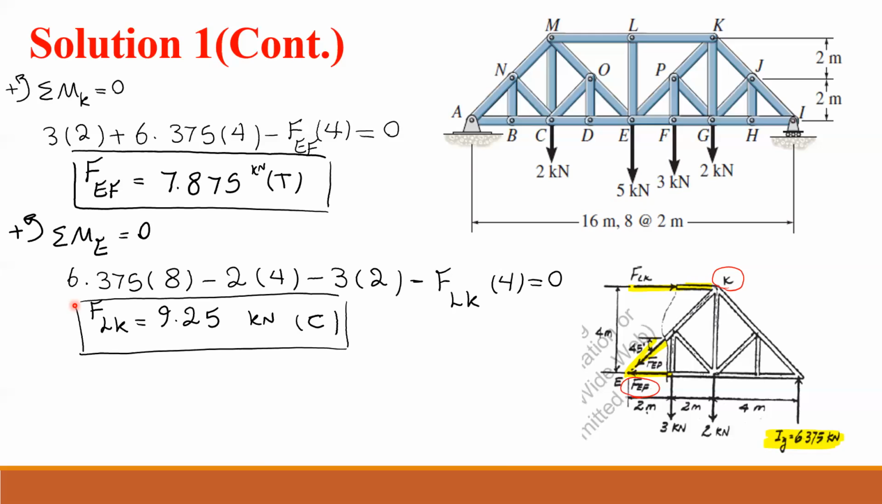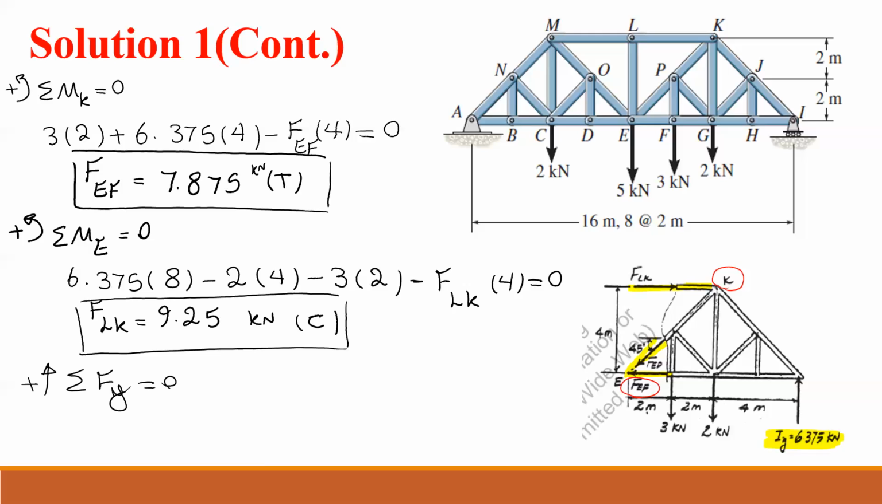The last one is the internal force in EP. Where is EP? It's this one, okay? We want to find this one. We already found this one and this one, so the only one that is missing is this one. Either we write sum of Fx or sum of Fy, we can find the next one. So I'm using sum of Fy equals 0. Let's say up is positive.